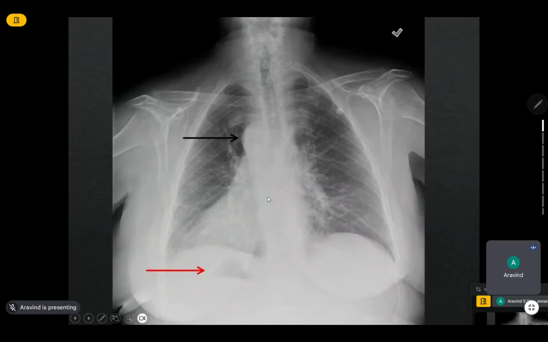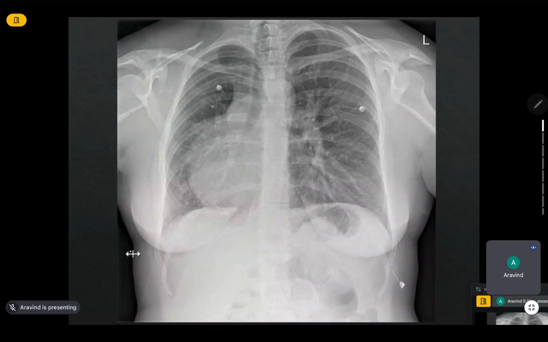Here we have situs inversus, where the organs are anomalously misplaced since birth. You can see that the heart is on the right side and the gastric bubble is on the right side. So the heart would be present towards the right side.